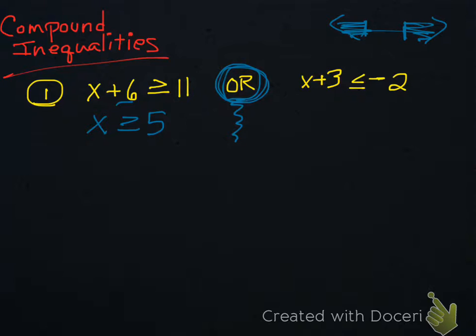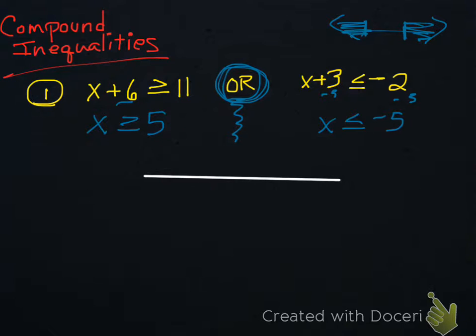On the right hand side, we have to subtract that 3. So when we subtract the 3, I had x less than or equal to negative 5. Okay, so now we are ready to put that on a number line.